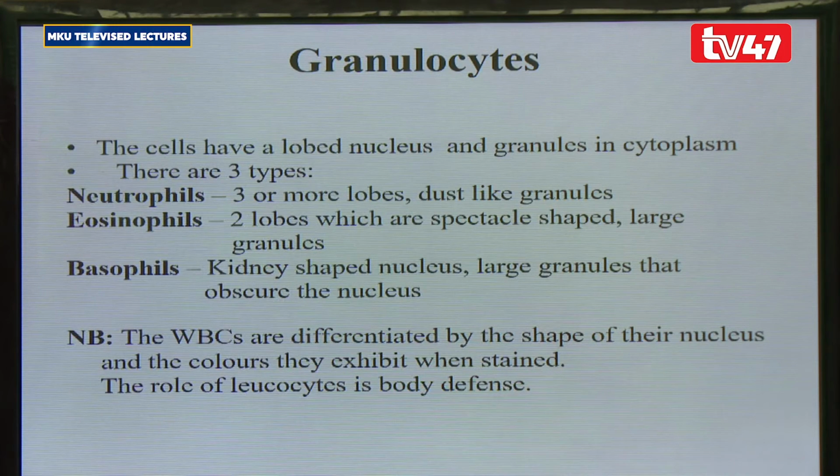So for the white blood cells generally, looking at both granulocytes and agranulocytes, we end up with 5 different types of white blood cells: the lymphocytes, the monocytes, the neutrophils, the eosinophils, and the basophils. Although the white blood cells are different, they all play the same role of body defense.